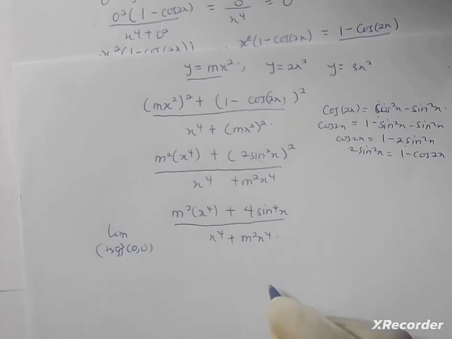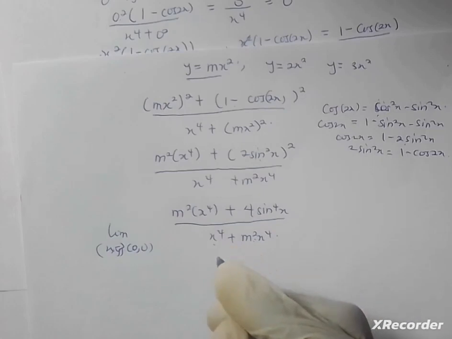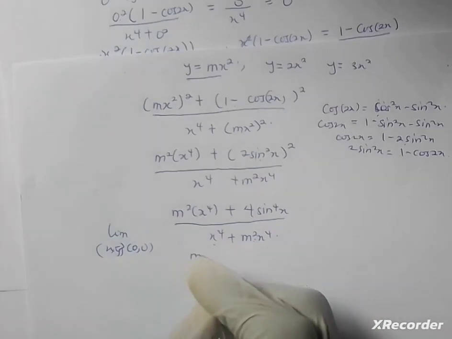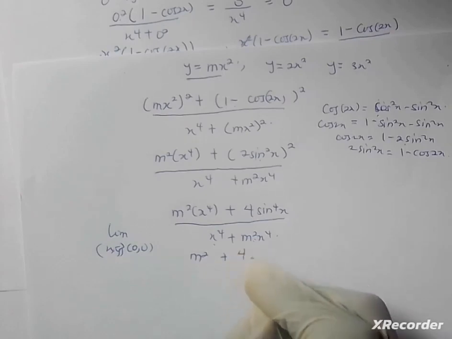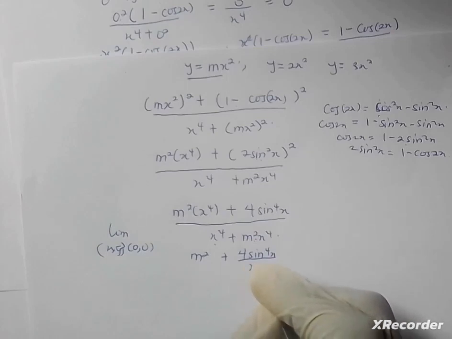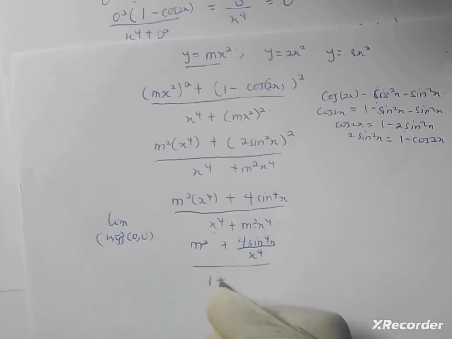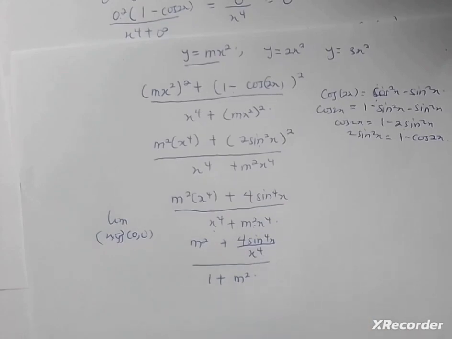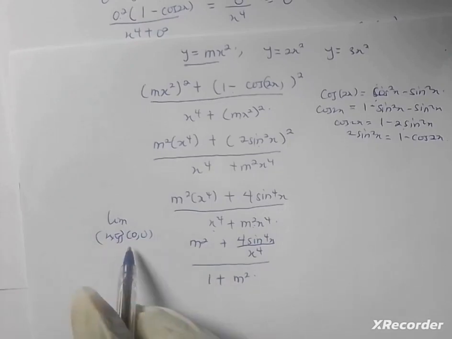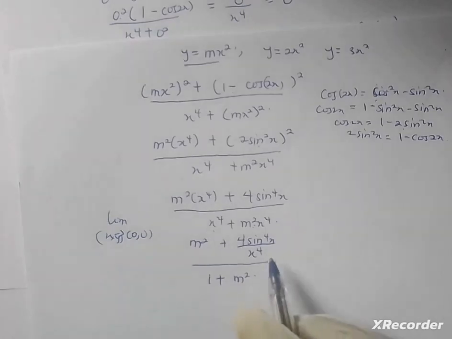What do I do at this point? At this point, I'm going to divide through by x to the power 4, since I can find it here and here. So when I factorize it out, I'm going to get m squared plus 4 sine to the power 4 x all over x to the power 4, and this all over 1 plus m squared. I have divided through by x to the power 4, and this is what I'm getting. So now I'm going to find the limit as x approaches 0 of this.